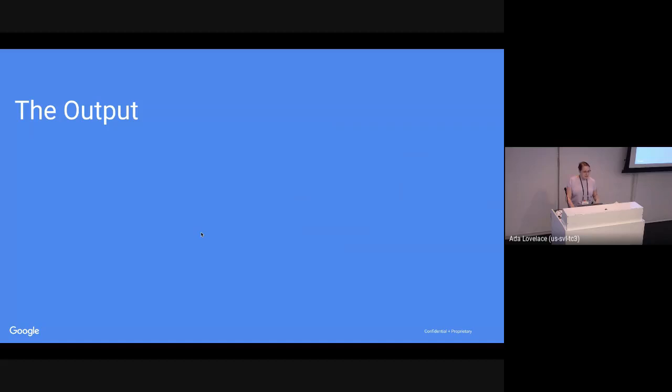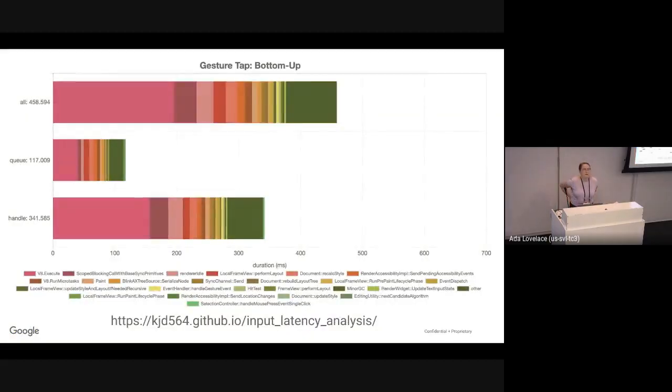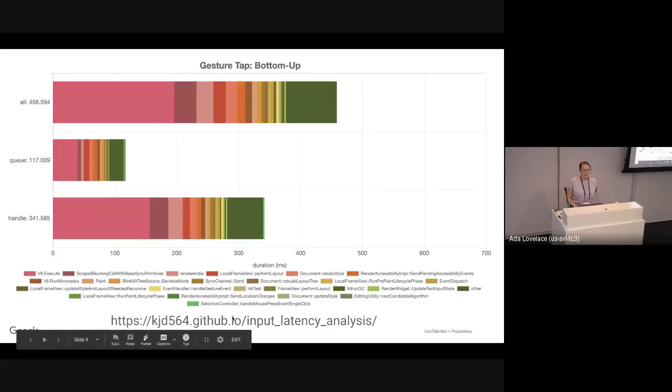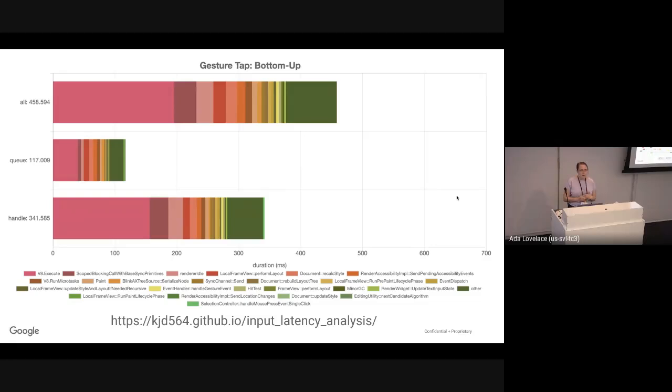So this is getting into the output. If you want to look at the data, all the data and the graphs are on this Git page. But this is an example graph that was outputted for gesture tap bottom up. So these are all of the self times for the top 20 longest events on average for the gesture tap latency event. So this is supposed to be giving us the idea of what an average gesture tap latency event looks like.